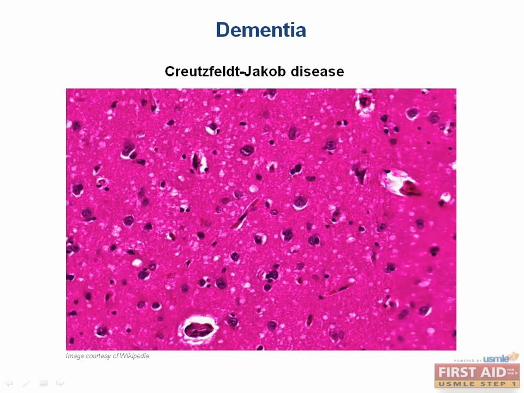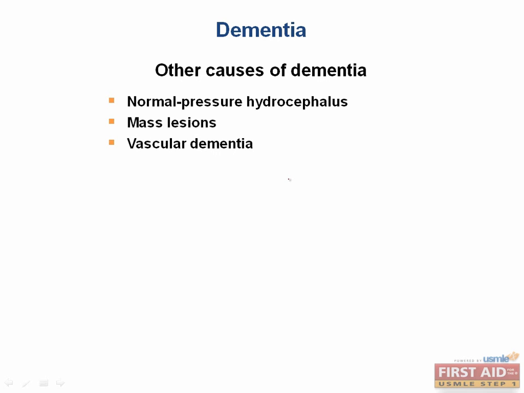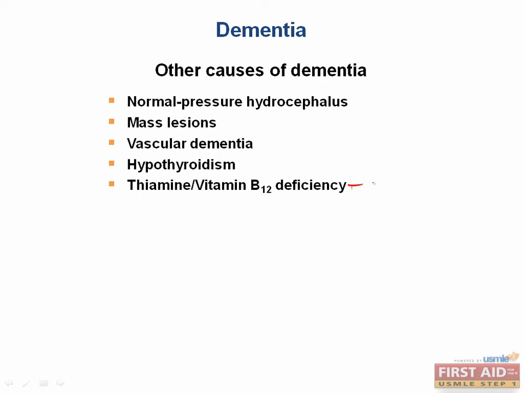Lastly, let's discuss some other causes of dementia, a few of which are actually reversible. Within the brain parenchyma, we have normal pressure hydrocephalus, certain mass lesions such as tumors or cysts, and vascular dementia. Now, some systemic causes include hypothyroidism, thiamine or B12 deficiency, and you could see this in what group of patients? The answer is alcoholics. It's just a good association that you should keep at the forefront of your mind.